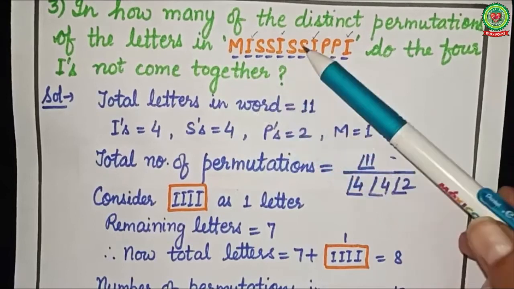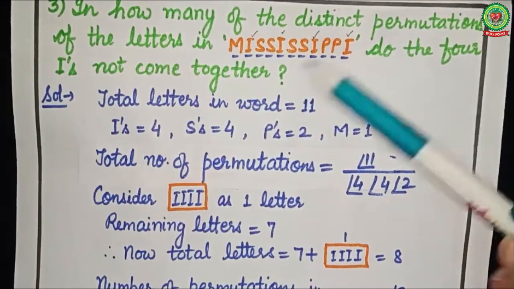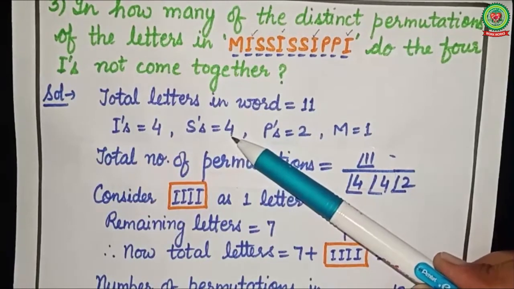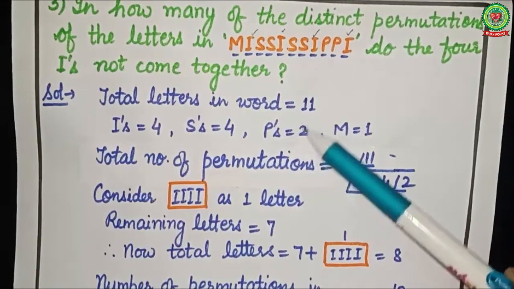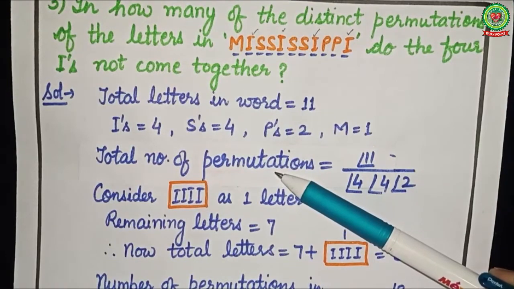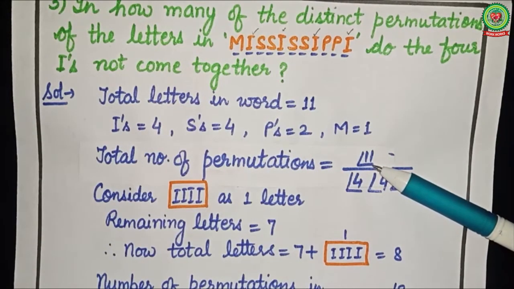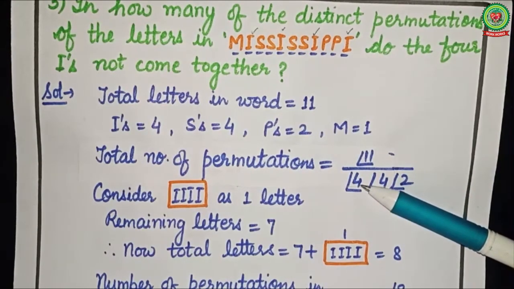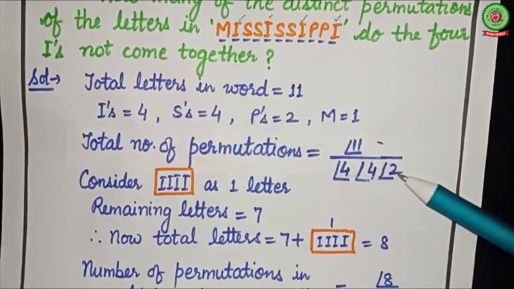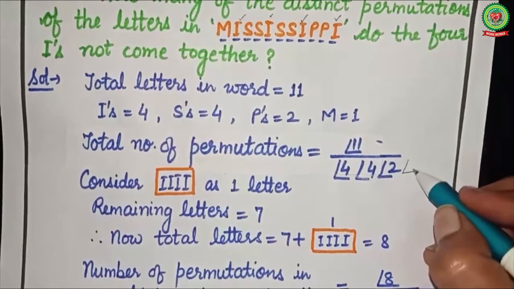Total letters in the word Mississippi is equal to 11. Now you can see I is coming 4 times. So number of I's is equal to 4. Similarly, number of S is also 4 and P is coming 2 times and M is coming once only. So total number of permutations in this case, when the letters are repeating, will be firstly total letters in the word, that is 11 factorial. Then it is divided by the number of times each letter is repeating. So 4 factorial. Again for S it is 4 factorial and for P it is 2 factorial. You can write 1 factorial also for M.